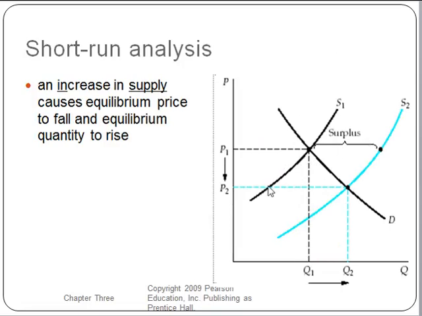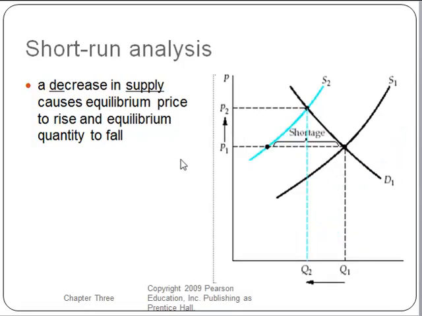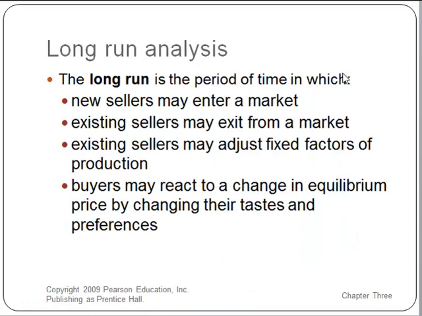The same reasoning can be applied to supply. An increase in supply causes the equilibrium price to fall and the equilibrium quantity to rise. A decrease in supply, the curve moving to the left, will cause the equilibrium price to rise and the equilibrium quantity to fall. So those are the changes in the analysis during the short run. How about the long run? Let's see how we define the long run.